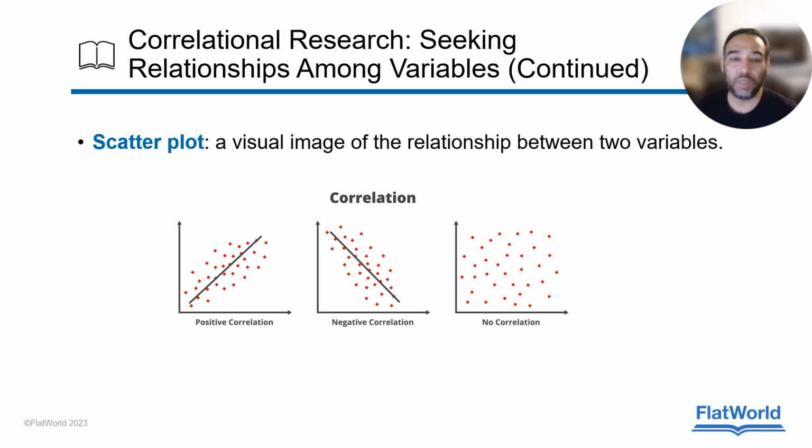Let's talk about scatter plots in correlational research. Seeking relationships among variables, and scatter plotting is one way. It's a type of graph, and it shows a relationship between two different things, two different variables. It helps you see if there is a pattern or a connection between the variables. How it works is the scatter plot has an x and y axis. The horizontal axis represents one variable, and the vertical axis represents the other variable.